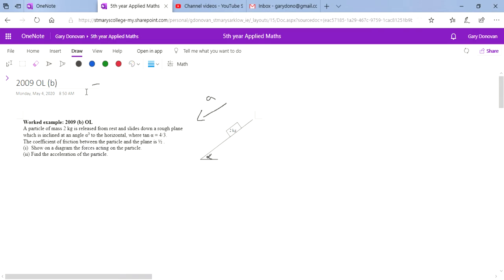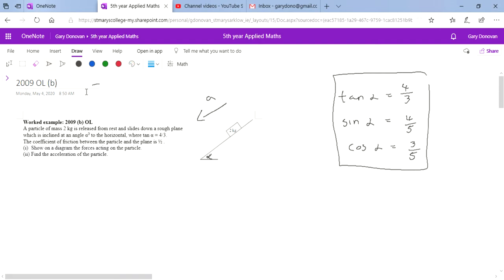So this is alpha, so tan alpha is 4 over 3, and from the last question, and you should be able to figure it out now, sine alpha equals 4 over 5 and cos alpha equals 3 over 5. So that's just getting our different ratios for the angle. The coefficient of friction between the particle and the plane is a half, so mu equals a half. Show on a diagram the forces acting on the particle and then find the acceleration of the particle.